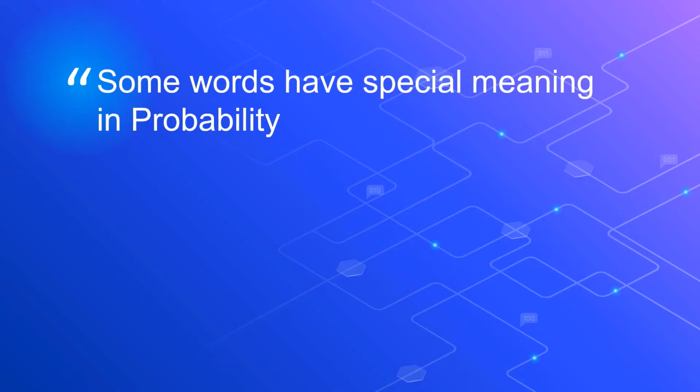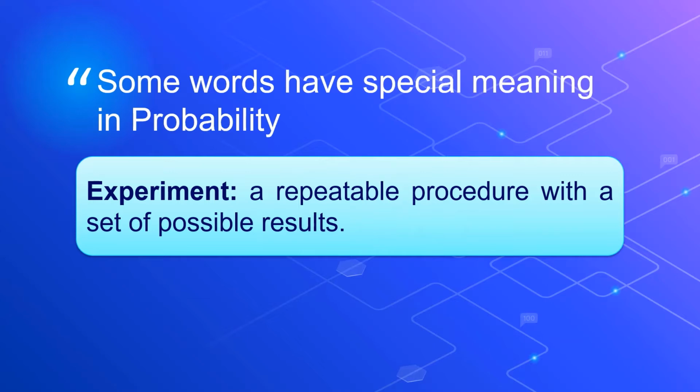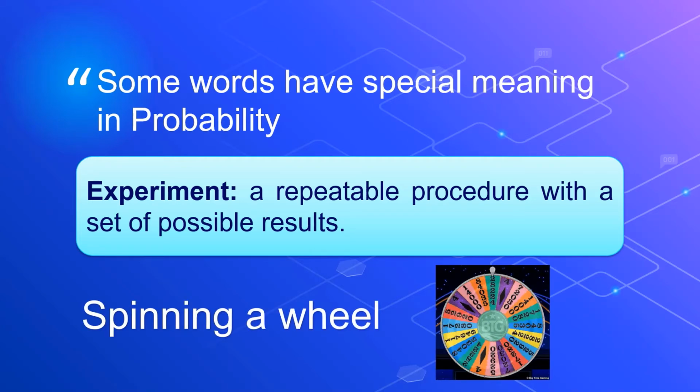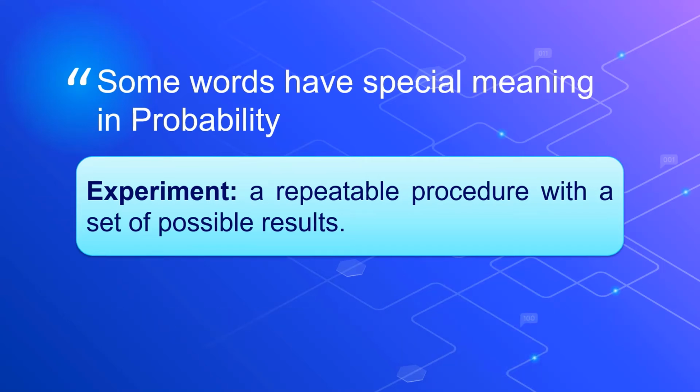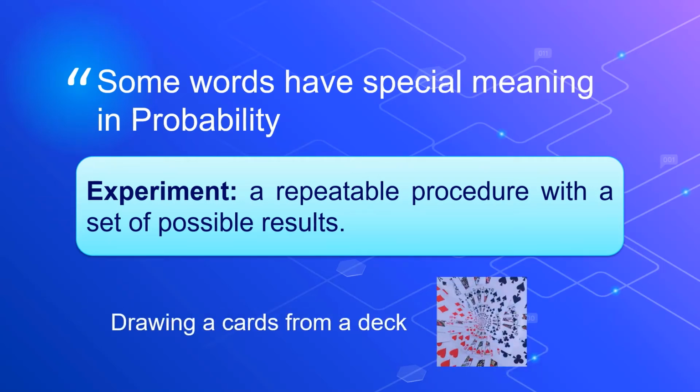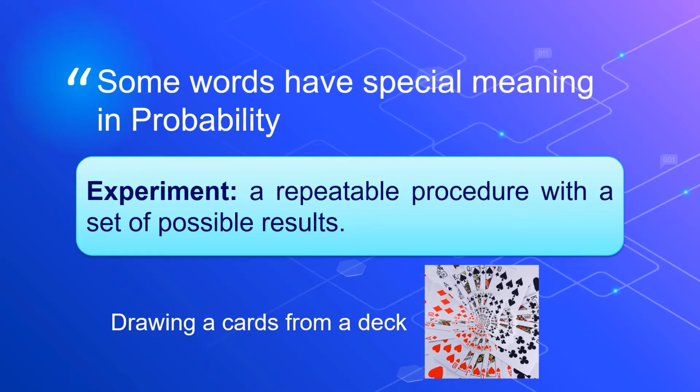Let us explore some words which have a special meaning in probability. First is experiment. Experiment is a repeatable procedure with a set of possible results. For example, we have tossing a coin. We also have rolling dice. Another is spinning a wheel. And drawing a card from a deck.